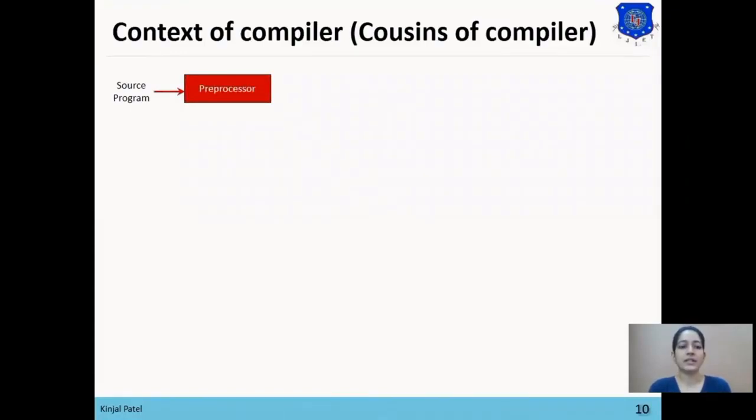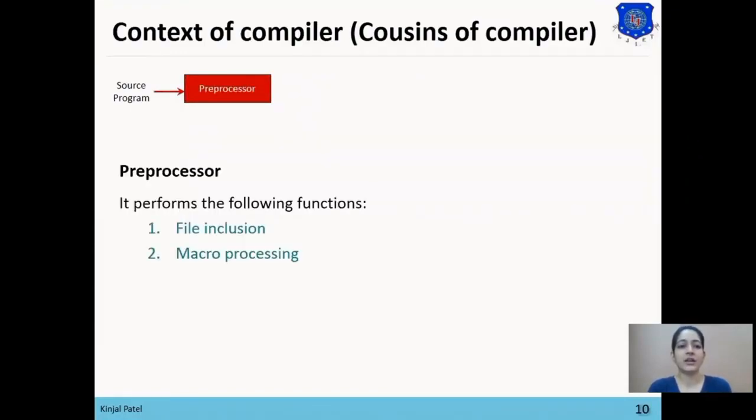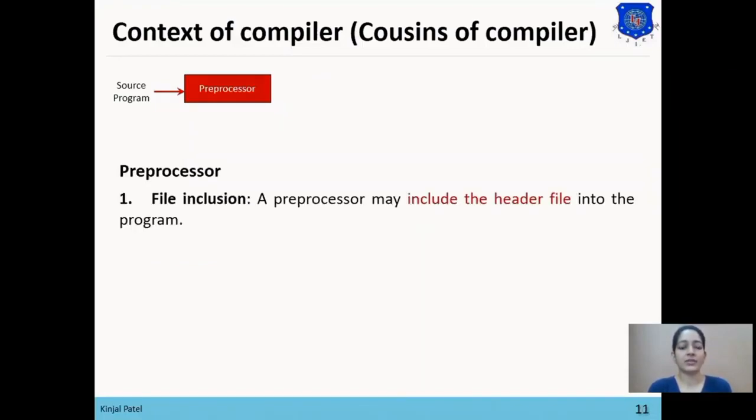And preprocessor will perform the following functions. First one is file inclusion, second one is macro processing. So what is file inclusion? So if we write a C code, then the starting lines will be hash lines, means it can be hash include, hash define. So preprocessor will remove hash lines by including the files into our program. For example, if our line is hash include stdio.h, then preprocessor will remove this line and it will add the required header files into our program.